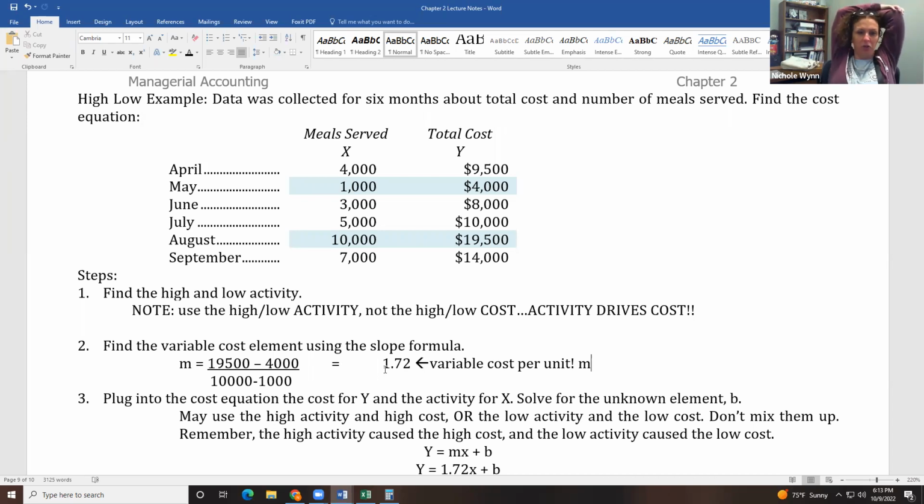And now what we do is we use the high road or the low road. So you use your high numbers or your low numbers, not both, not a little bit of both. The high cost goes with the high units and the low cost goes with the low units.